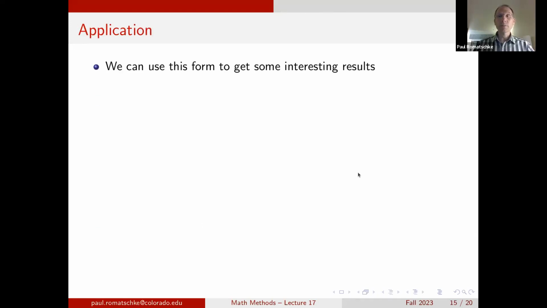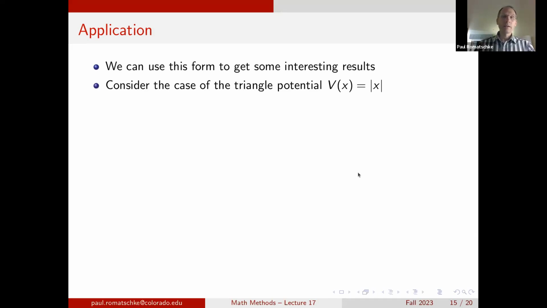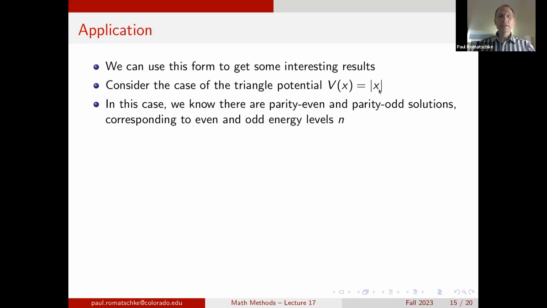So now that we have these two different methods of obtaining the Green's function, we can use a combination of these two to get some interesting results. The application I want to consider in the following is that of the triangle potential V of x equal to the absolute value of x. In this case, there are two sectors: the parity even sector and the parity odd sector. The parity even sector corresponds to the even energy levels E0, E2, E4, and so on, and the parity odd sector corresponds to the odd energy levels, E1, E3, E5, and so on.